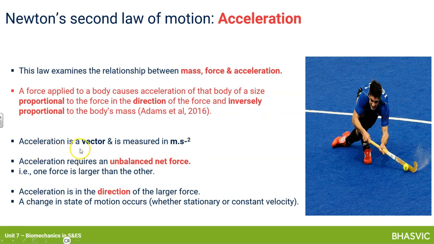Please note that acceleration is a vector. So we should know this from 7.1 anyway, and it's measured in meters per second squared. So we should technically account for direction. You've got to have unbalanced net forces for acceleration to occur, because without an unbalanced net force, the net force is 0 and motion does not change. And of course, acceleration is in the direction of the force being applied.